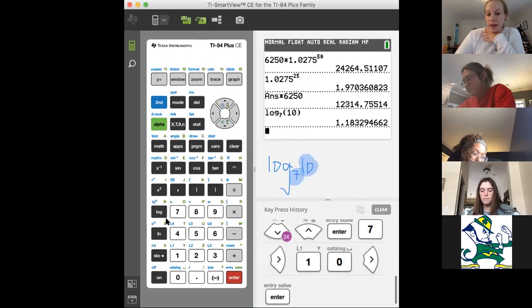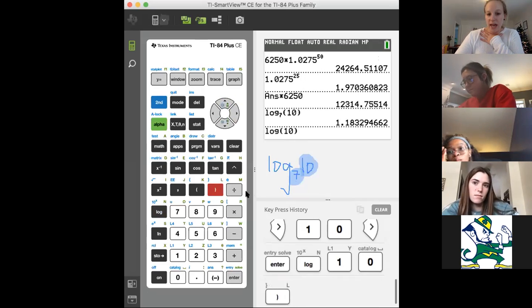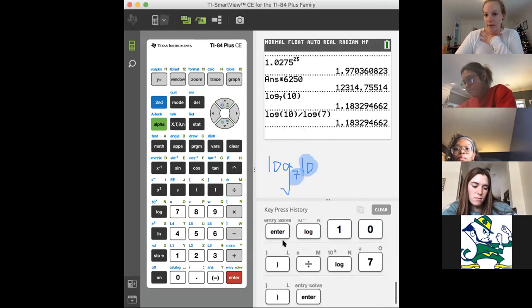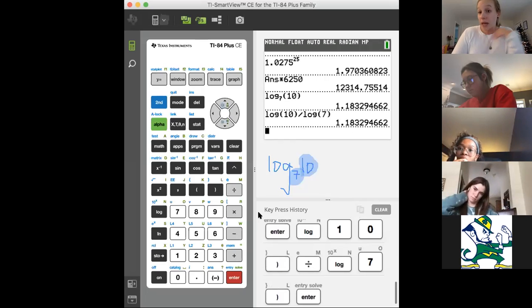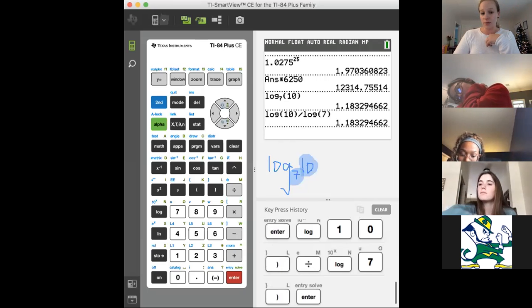And if I did it the way I just showed you, so when I was in high school, we didn't have calculators that could do this, I could do log of 10 divided by log of 7, and that should give me the same answer. I could go more in depth on calculator things, but if you've seen this before, I just wanted to remind you that you could do that.